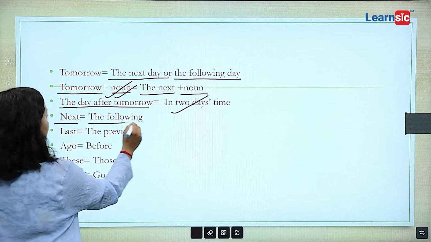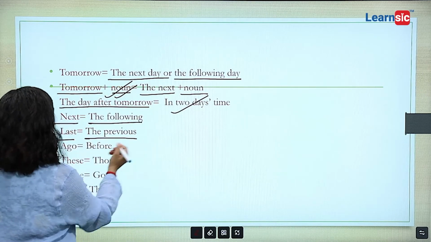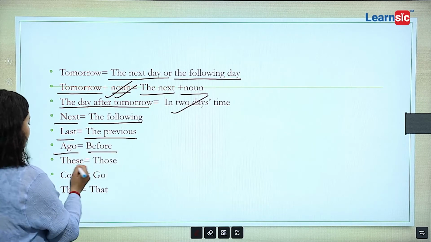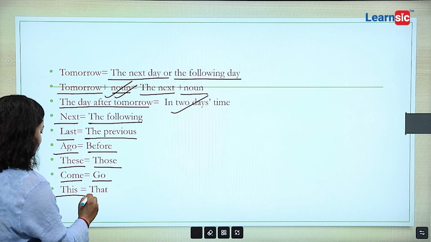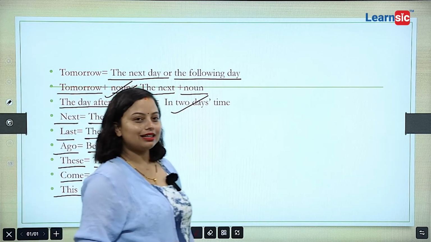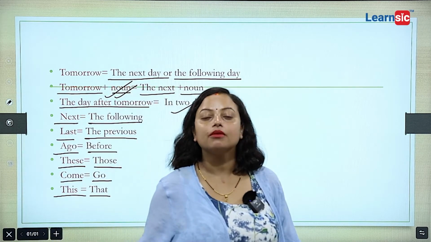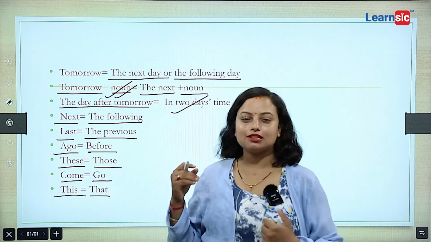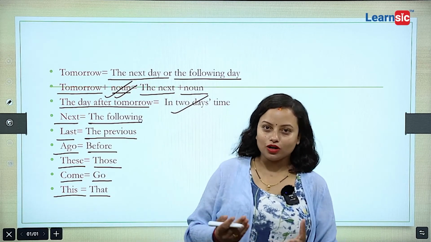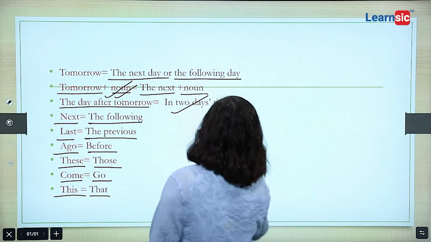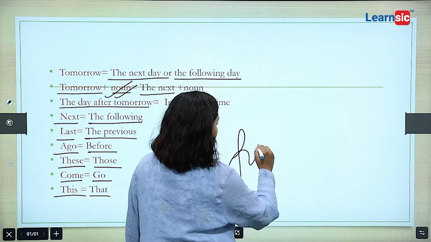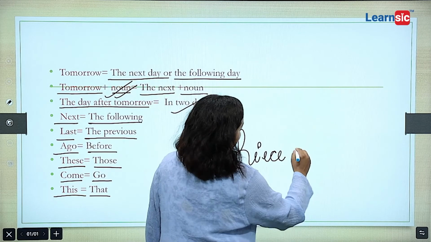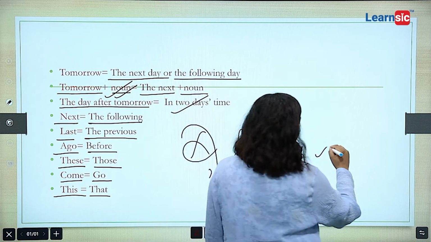Next, the following, last, the previous, ago, before. These, those, come, go, this, that. Exactly. Now I hope the very speech, or let's say narration or reported speech, is going to be a piece of cake to my dear student.